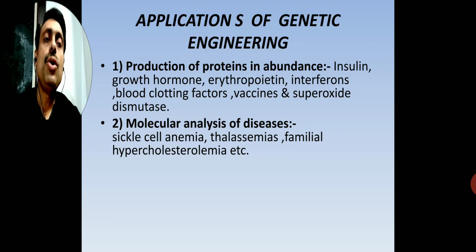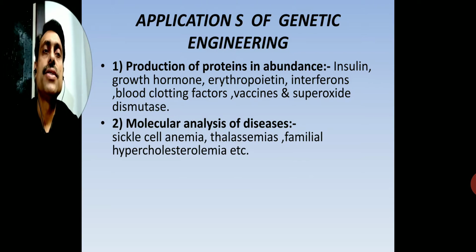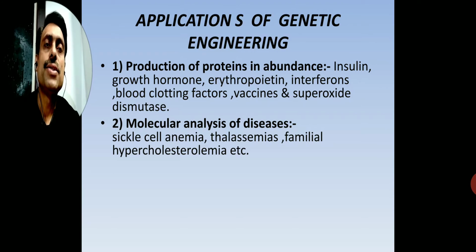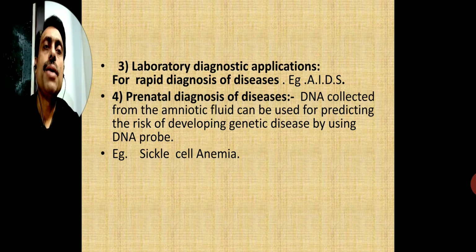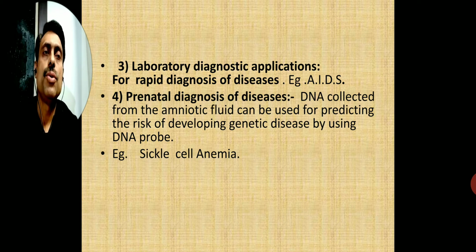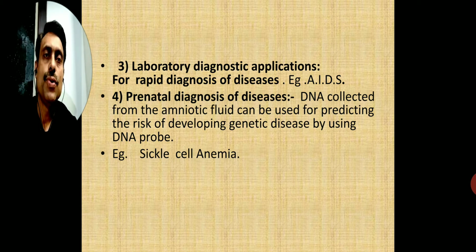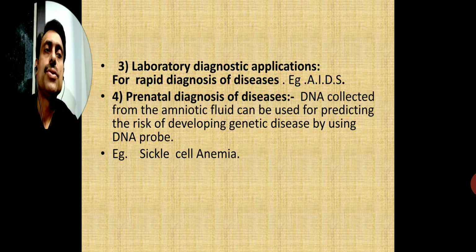Second most important is molecular analysis of diseases, genetic diseases, sickle cell anemia, thalassemias, familial hypercholesterolemia. So molecular analysis can be done. Then laboratory diagnostic applications for rapid diagnosis of diseases such as AIDS, we can do with recombinant DNA technology. Then prenatal diagnosis of diseases, DNA collected from amniotic fluid can be used for predicting risk of developing genetic diseases by using DNA probe. So for example, sickle cell anemia also can be diagnosed by prenatal diagnosis.